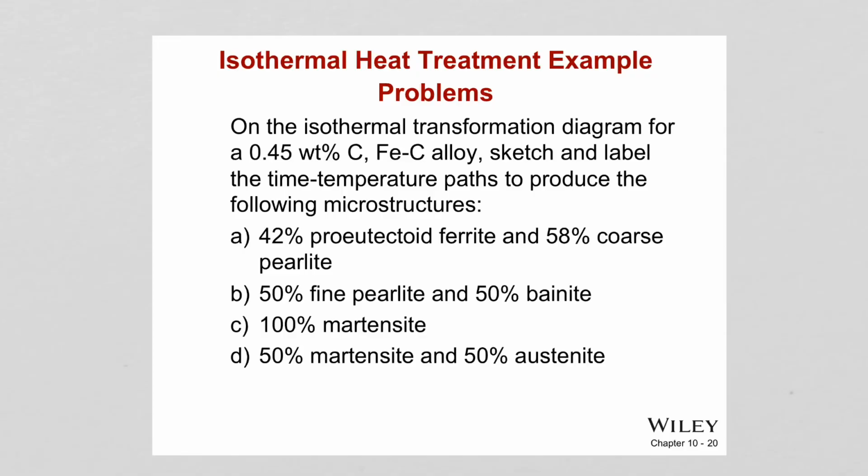Okay, some examples here. The TTT diagram example. On the isothermal transformation diagram for 0.445% carbon, sketch and label the time-temperature paths to produce the following microstructures. We're going to produce 4 different types of microstructure, and we should be able to tell from the TTT diagrams which paths we will follow in order to achieve these structures, and what the time and temperature required are.